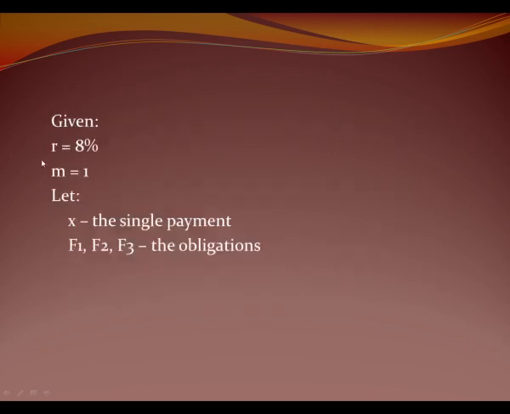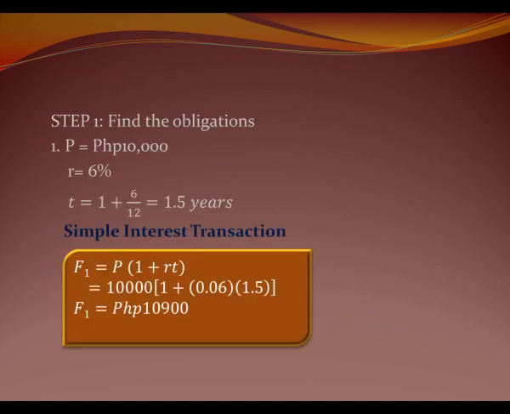Then we can consider that the interest rate is 8% and the conversion is equal to 1. If we let X be the single payment for these obligations F1, F2, and F3, these are the following steps in solving this single payment using the equation of values theorem. The first step is to find the obligations that we have.